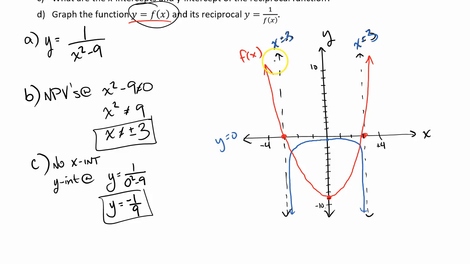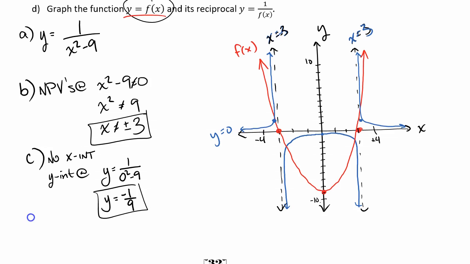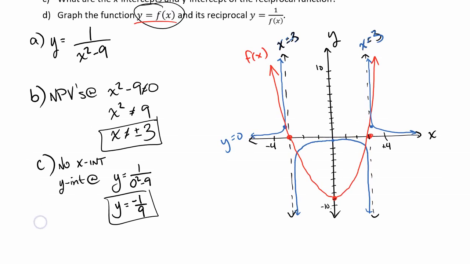Up here, it's positive. I'm going to get an invariant point when my graph equals 1. It's right there. My output's 1. Same thing over here when it equals 1. I'm going to get that invariant point. And it scoops outward like that, never crossing that asymptote. And there we go. That's how we graph our reciprocal and our original function.